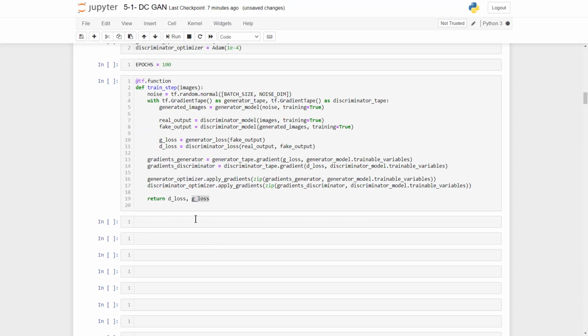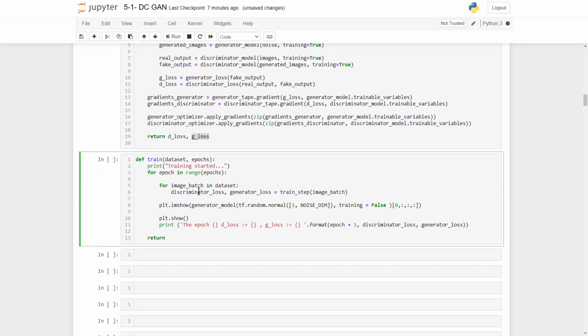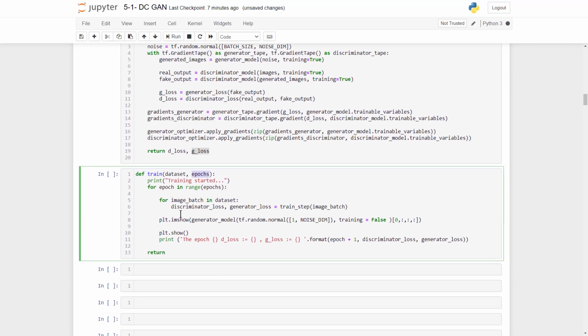So with this, we've defined a training step, and we could go ahead to define the train function. Here we have the train function, which takes in the data set and the number of epochs. For each epoch in the range of epochs, we take a batch of images and train on that batch. For each batch, we get a discriminator and generator loss, which we get from here.